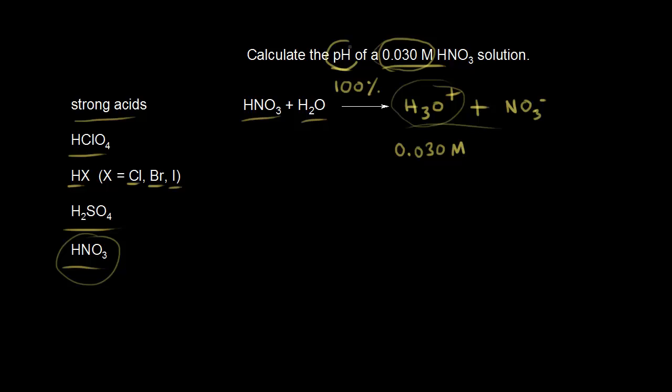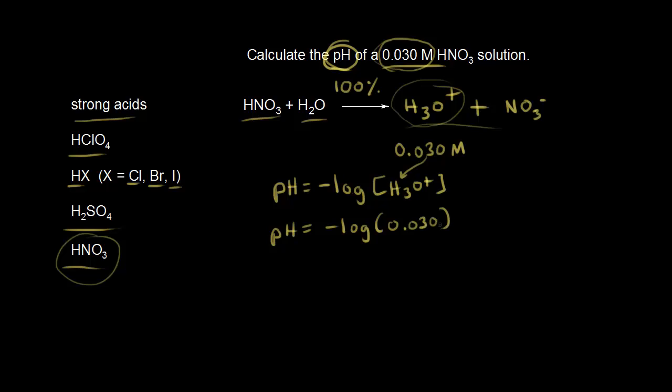So to calculate the pH, all we have to do is plug in to our definition of pH. The pH is equal to the negative log of the concentration of hydronium ions. So all we have to do is plug this number into here. So the pH is equal to the negative log of 0.030. So let's get out the calculator and do that.